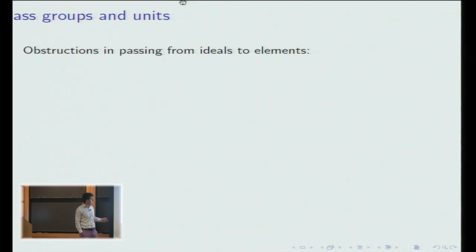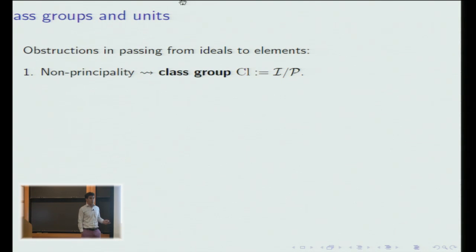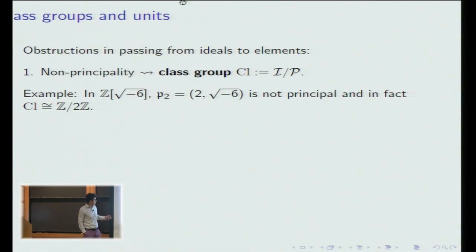So there are 2 main obstructions in passing from ideals to elements. One of these is that not every ideal is principal. Not every ideal is generated by one element. And so to measure the failure of this, we define the class group. So this class group will be trivial if and only if every ideal is principal, and so if and only if the number ring is a unique factorization domain. And so in the example that I showed you, the class group of this number ring is isomorphic to a group of 2 elements.